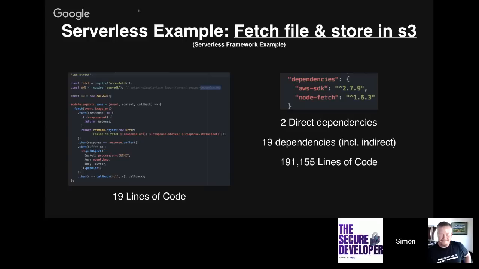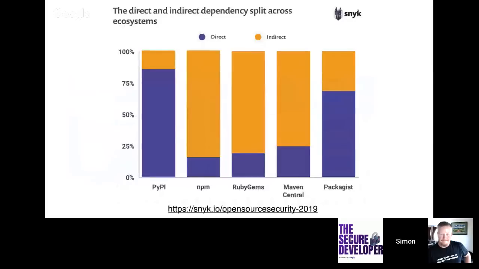So what we're actually looking at here is 19 lines of code that a developer sees, but almost 200,000 lines of code that is deployed. And where we think about the vulnerabilities that are going to exist, they exist both in directs and indirects, of course, but mostly in indirects, because the dependency tree that exists behind that is going to be much, much greater.